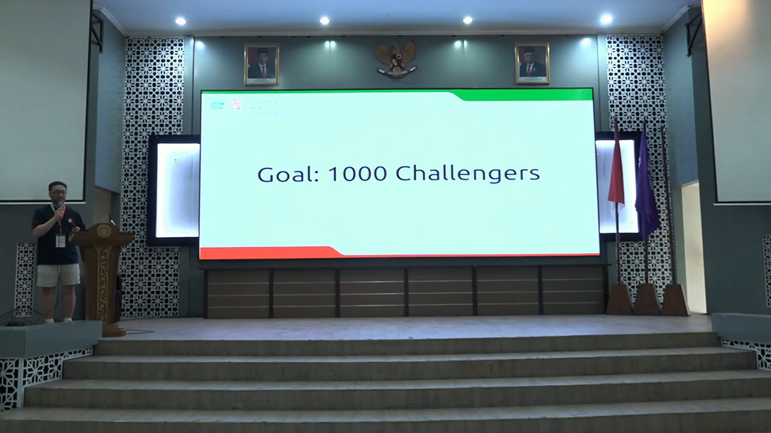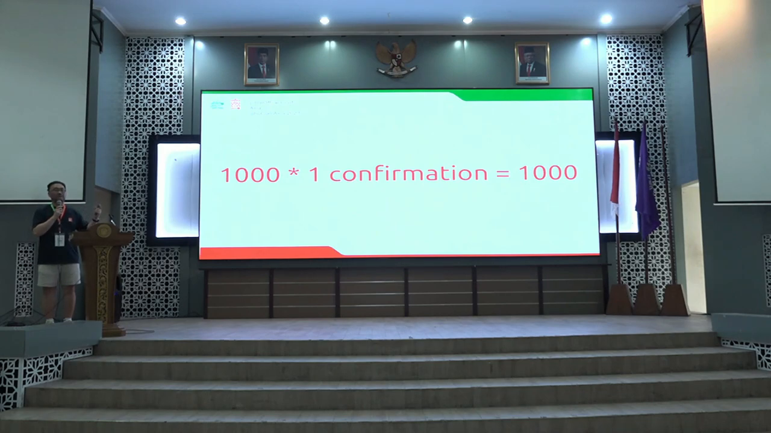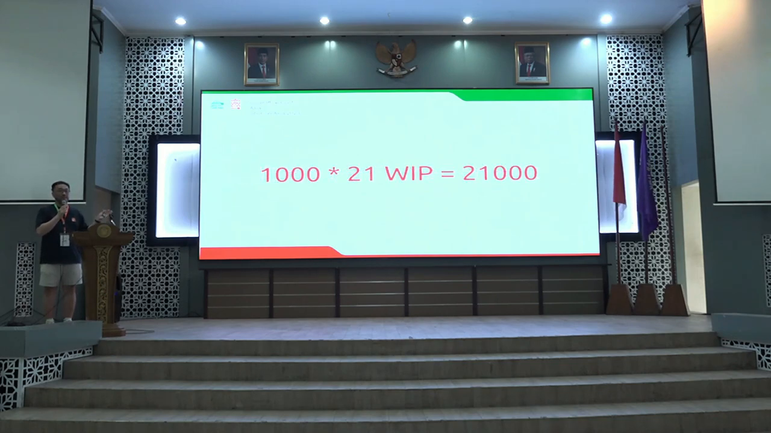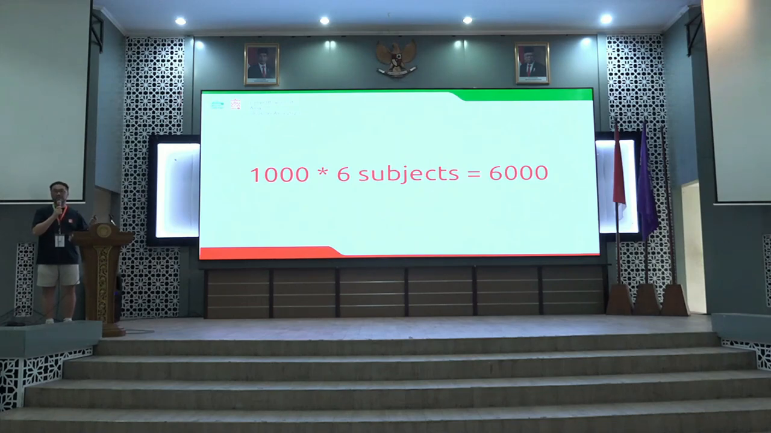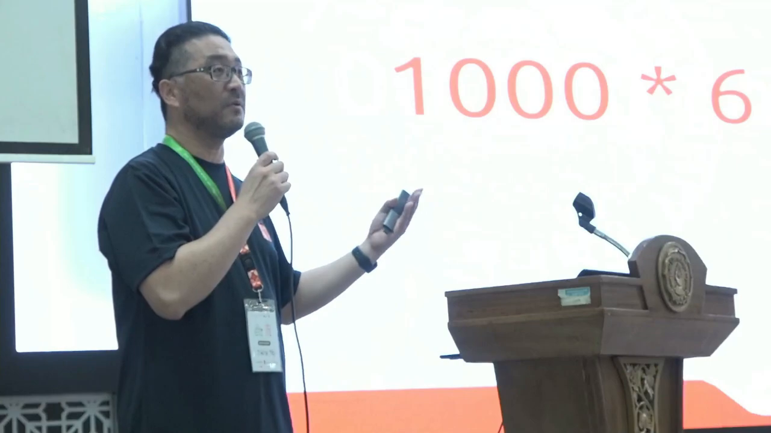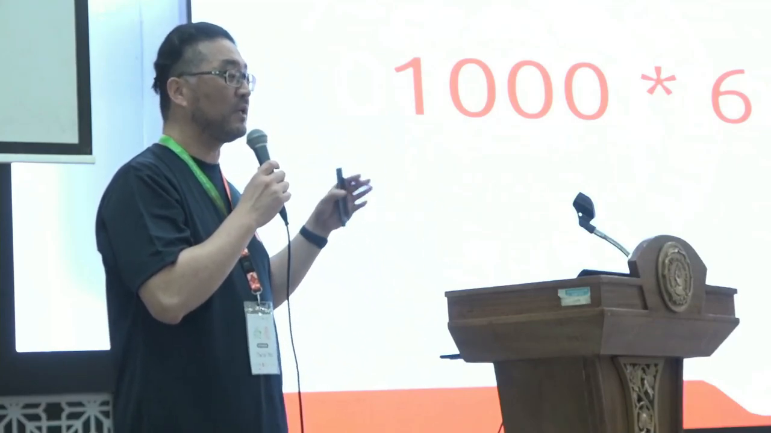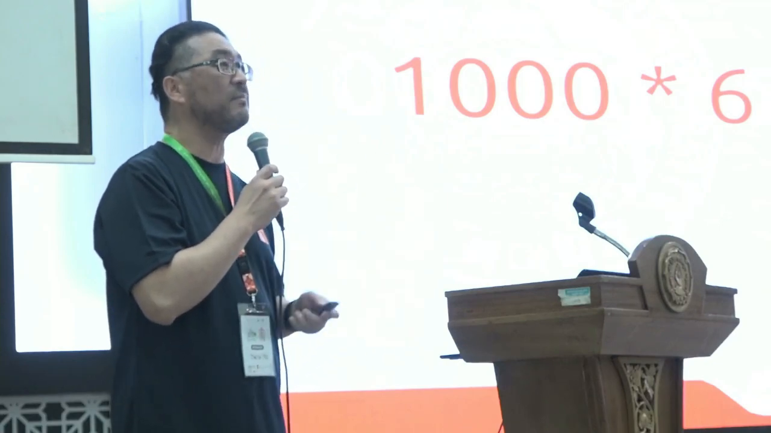So for the online learning challenge, we aimed for 1,000 participants. That means each time a participant joined, we sent a confirmation message, which is up to 1,000 messages. And we ran this online challenge for 3 weeks, which is 21 days. Every day we sent a work-in-progress message to each participant. That takes up to 21,000 messages for the entire period. And every time a participant completed an online course, they sent us a validation request, and we confirmed that their online course completion was done. So we sent up to 6,000 such messages. Bear this number in mind.